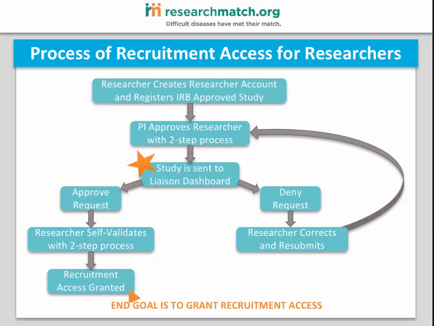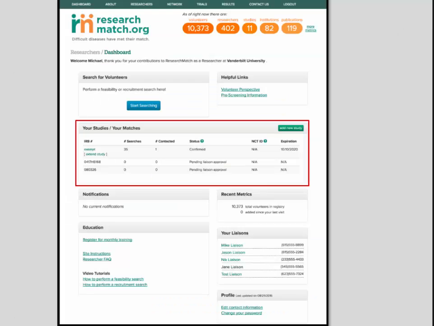The study is then sent to the institutional liaison for approval. The liaison will verify that the study has uploaded a current IRB letter of approval before approving the request. After liaison approval, the proxy researcher will receive an email to self-validate. Once self-validating, the researcher will gain recruitment access. At this point, the study will be listed as confirmed under the Your Study section of the researcher dashboard.